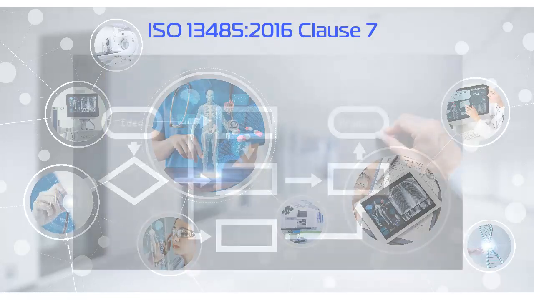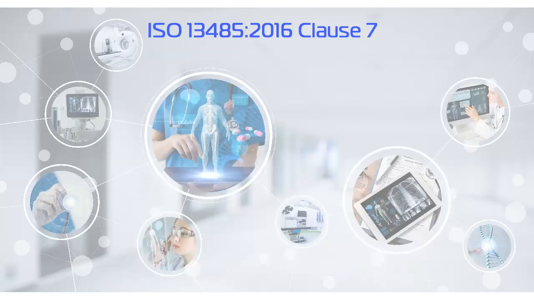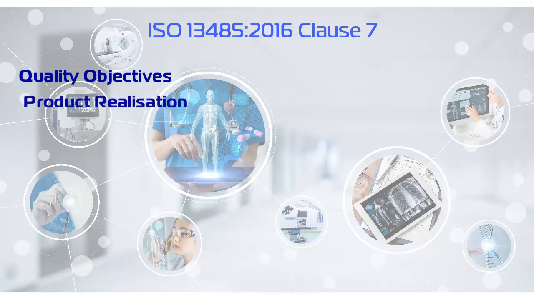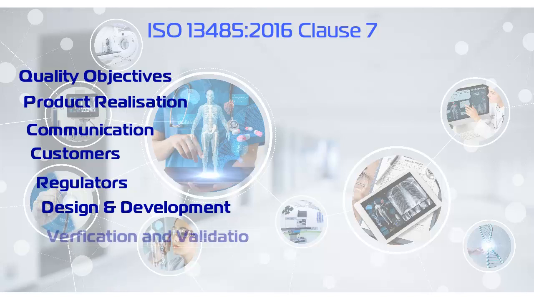Clause 7 contains a very large set of requirements, covering the whole of operations, starting with having to plan and develop the processes needed for product realization. You have to set product quality objectives, identify product realization requirements, and establish arrangements for communicating with customers and medical device regulators. You also have to establish design and development procedures and organize design and development activities. Effective verification and validation is a very important requirement at this stage prior to design transfer to manufacturing.